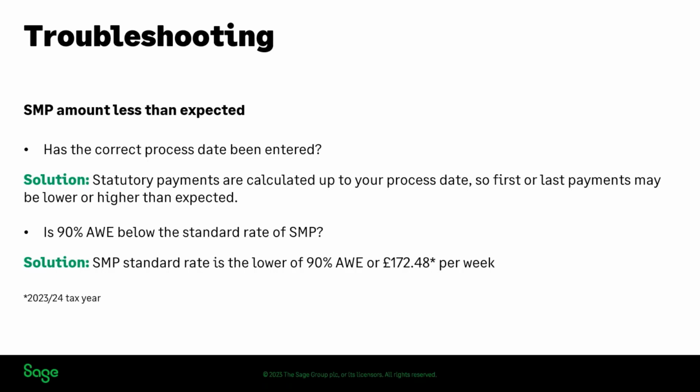And if it's just the standard rate that you're querying, if that seems lower than the standard rate of SMP, it could be because 90% of average weekly earnings is below the standard 172.48. And in that case, it's correct, because the standard rate is the lower of 90% of average earnings or the standard rate for the tax year.